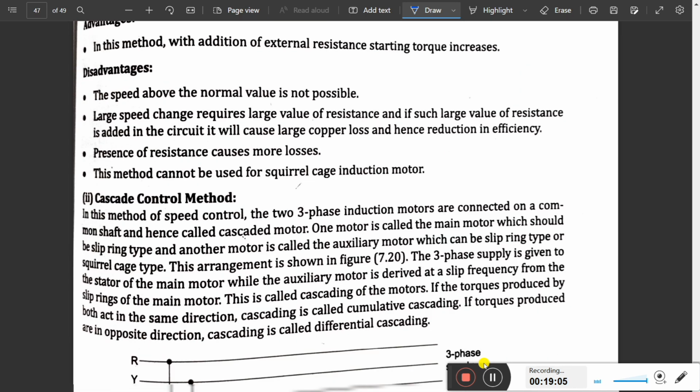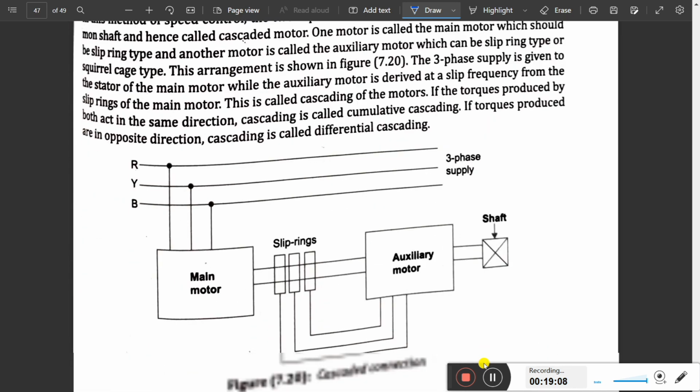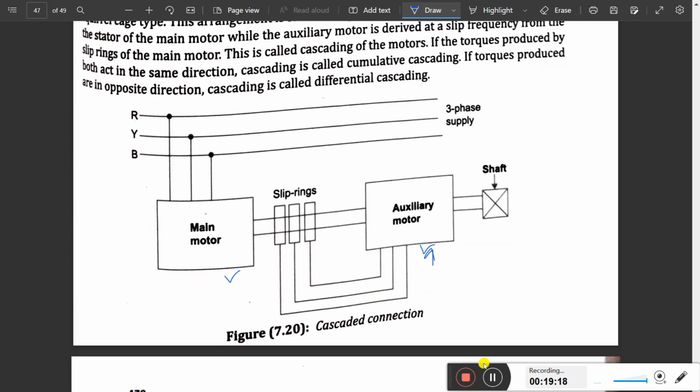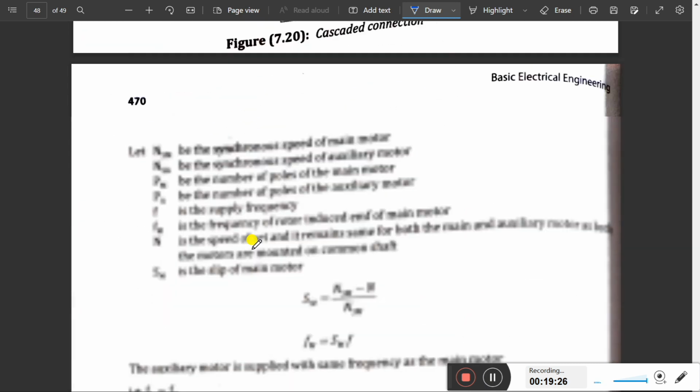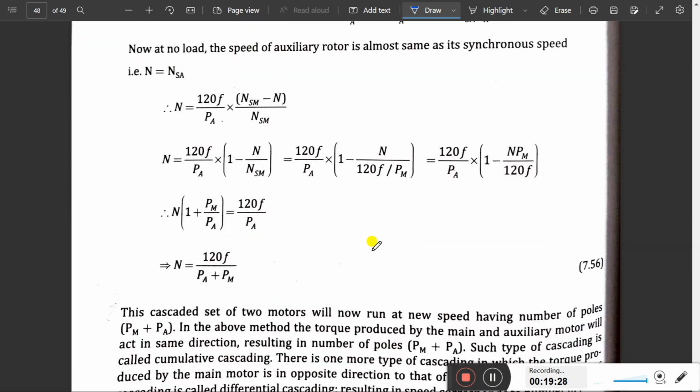The next method is the cascade control method. In this we directly connect an extra motor. There is a main motor, our motor, and an auxiliary motor, the extra motor. The slip power is sent to the auxiliary motor. Now in this type of connection we have to consider the poles of the auxiliary motor and main motor, which will affect the speed.